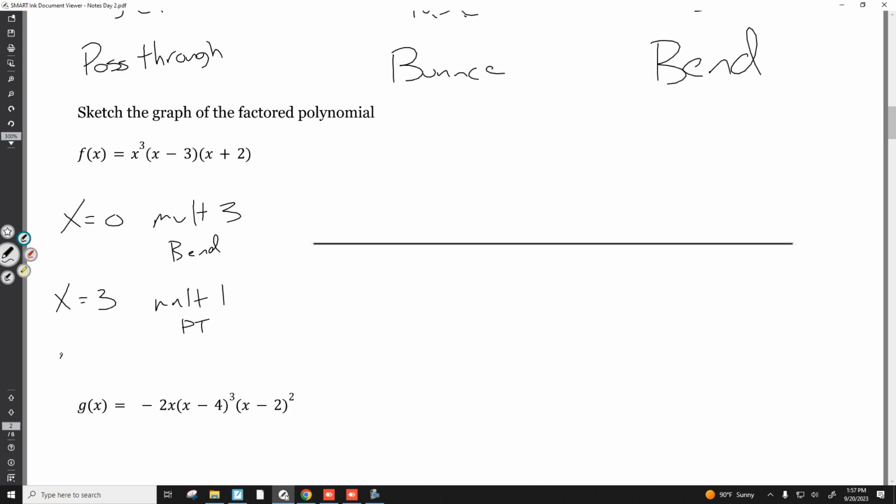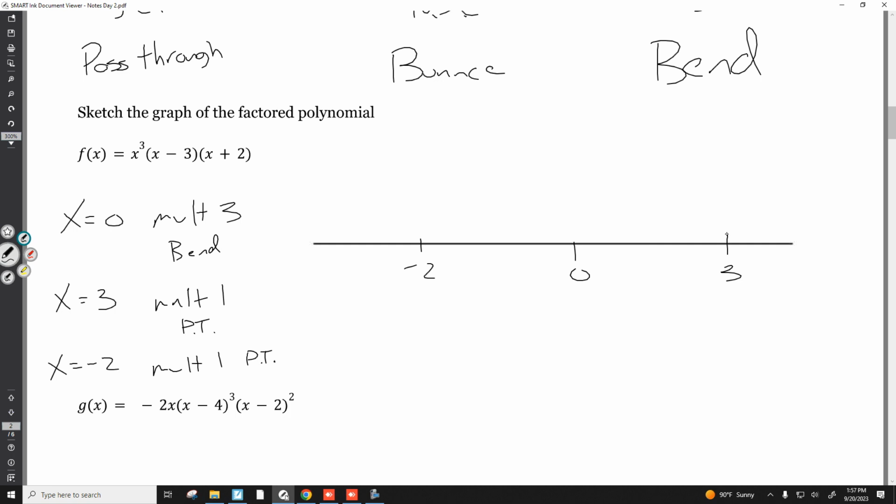Make sure for the multiplicities of 1, you go right through, just like y equals x goes right through. I'm putting a PT next to it. That means we pass through. What did your Algebra 2 teachers say? Just pass through, goes through, nothing weird. All right, cool. So -2, 0, 3.